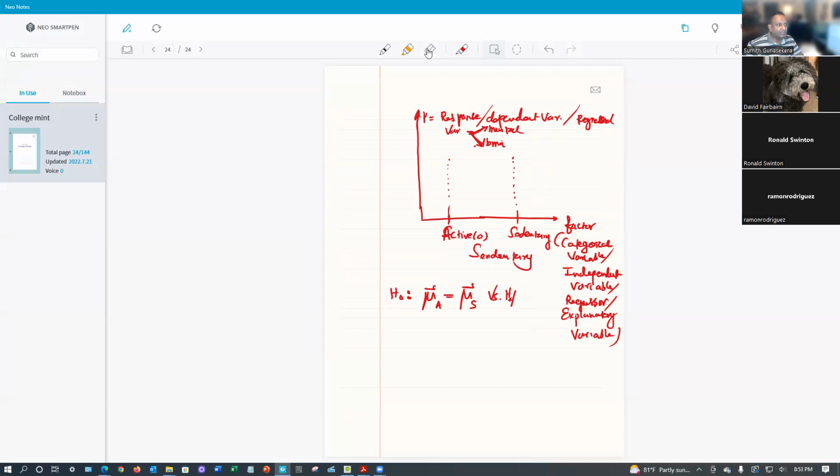HA would be mu_A vector not equal to mu_S vector. Equivalently, you can write mu of mental, I'm going to write it with M, and mu of BMI, comma A. Those two are the same thing. It's not clear.